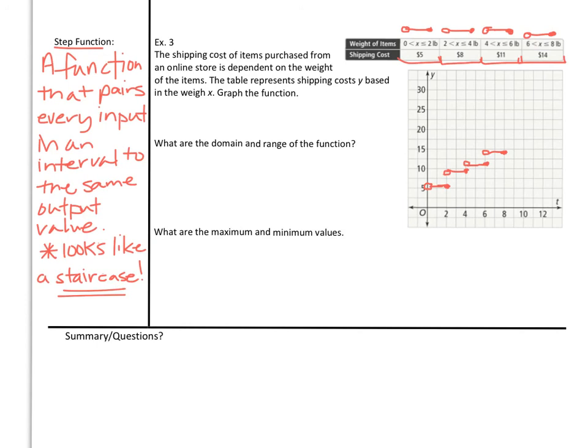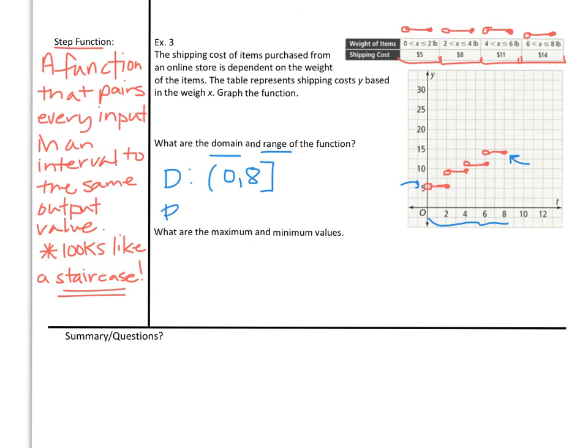What are the domain and range of the function? So the domain are all the values on the x-axis. Notice we go from 0 pounds all the way up to 8 pounds. It can't equal 0, but it can equal 8. So that would be a parenthesis for 0 up to 8, which is a bracket.